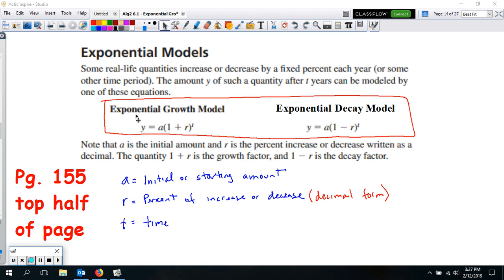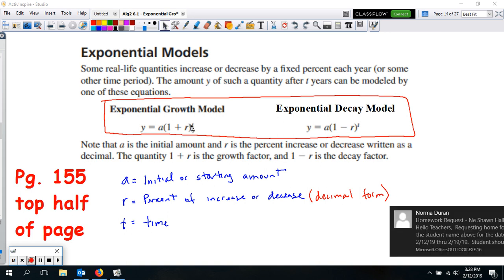So they're very similar, as you can see. The one difference between the exponential growth and the exponential decay model is the sign that's in between the 1 and the R here. So they both have an A, R, and T, but this is a 1 plus R for the growth model, 1 minus R for the decay model. And the reason for that is because growth is always going to be more than 1. So no matter what number you put in here for R, which is the rate number, as you can see here, it would be a percent of increase or decrease, which is a rate, it's a percent.